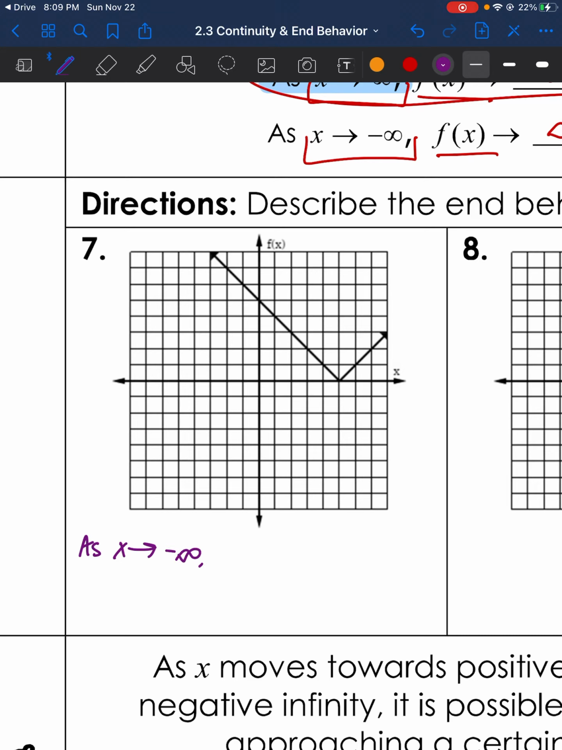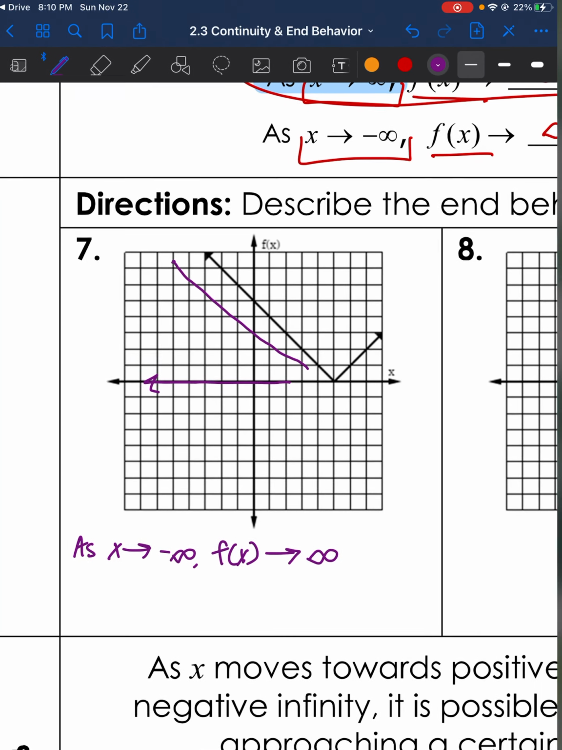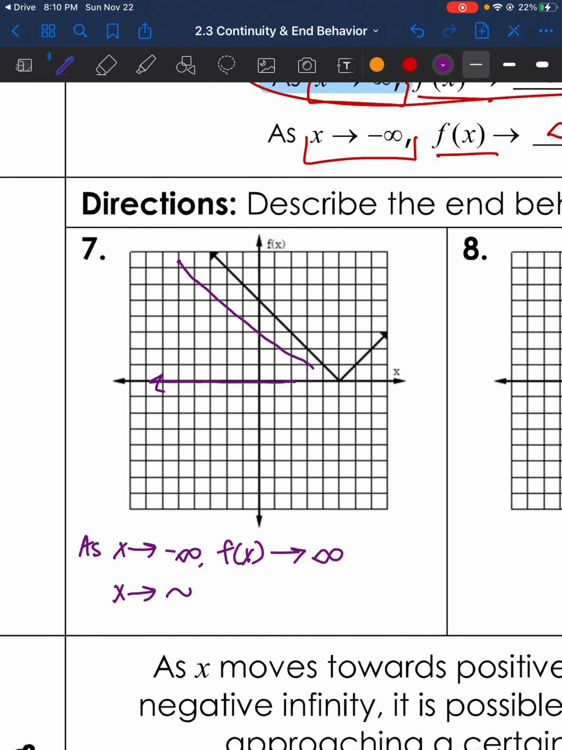As x approaches negative infinity, f of x approaches, okay, what are we going to put here? We're looking at as x gets smaller and smaller and smaller, it looks like f of x is getting bigger and bigger and bigger in that direction. So as x approaches negative infinity, f of x approaches positive infinity. Then as x approaches infinity, we're looking at this right side, it looks like f of x is also going up. So on both sides, f of x is approaching infinity.